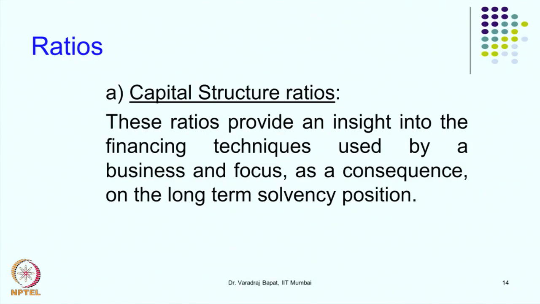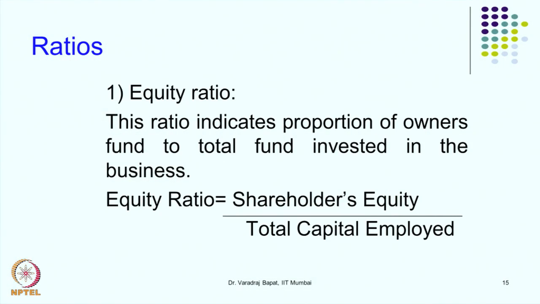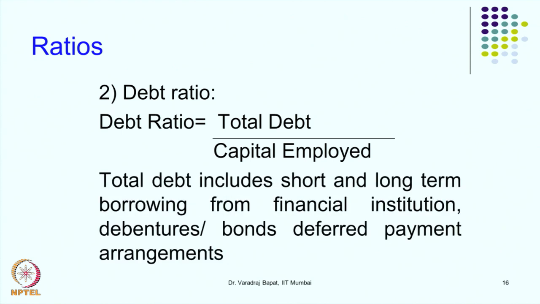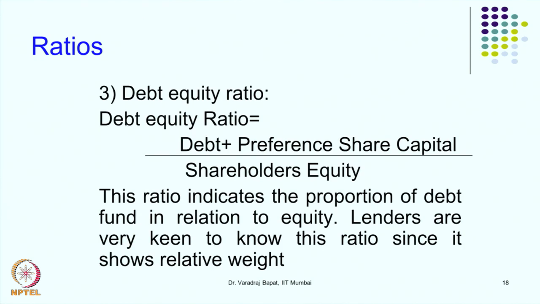Then we had started looking at the long term liquidity of the company. For that we calculate the capital structure ratios. We know that there are two important funding sources, one is equity, the other is debt. In the equity ratio, we calculate equity as a percentage of capital employed, in the debt ratio, debt as a percentage of capital employed. And in the debt equity ratio, which is perhaps the most common and extensively used, debt is calculated as a percentage of equity.